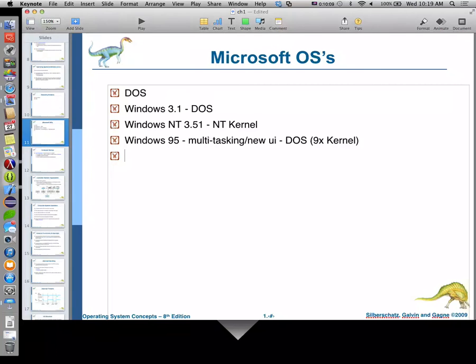Okay, after 95, next operating system in the pecking order by release date. 98. Well, it starts with Windows NT 4.0. Now, I'll give you a guess. What was the operating system behind this one? NT kernel. Okay. What was the big thing that was released in Windows NT 4.0? What was the biggest bump, biggest update between NT 3.51 and NT 4?